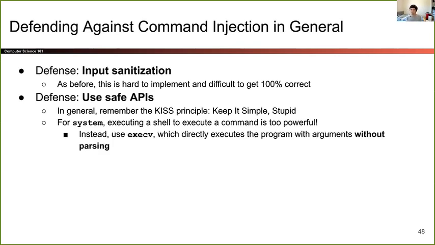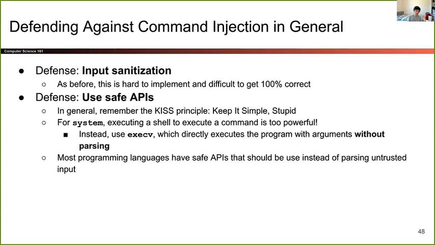Instead, we would want to use something like the exec_feed function. This will directly execute the program, without going through a shell, and it won't parse any of its arguments. So most programming languages have these safe APIs, and you should pretty much always use them instead of using, say, system, or the other unsafe functions we'll go through.